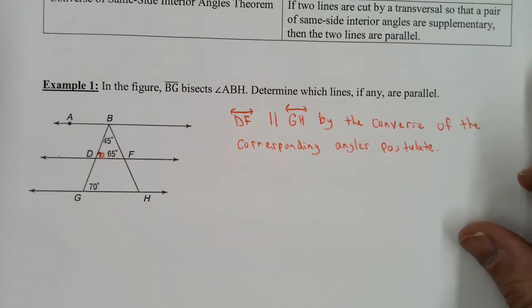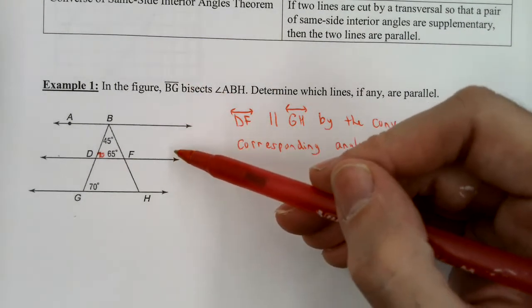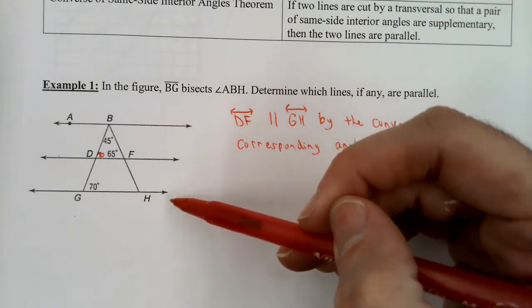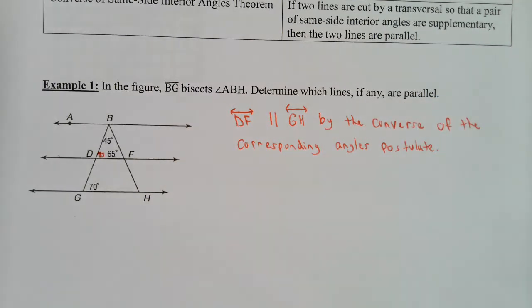Now let's figure out if AB is parallel to those lines. If AB is parallel to one of these lines, then it's parallel to both, because these two are parallel. If AB is not parallel to one of the lines, then it's obviously not parallel to both, because DF is parallel to GH. So let's see if AB is parallel to them or not.